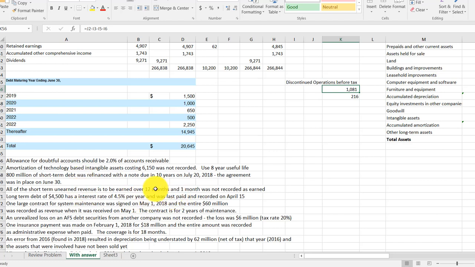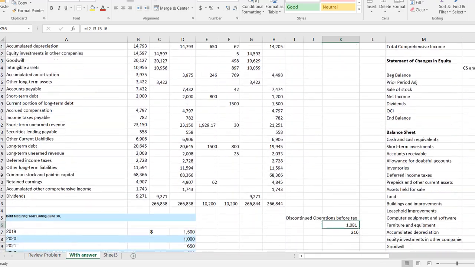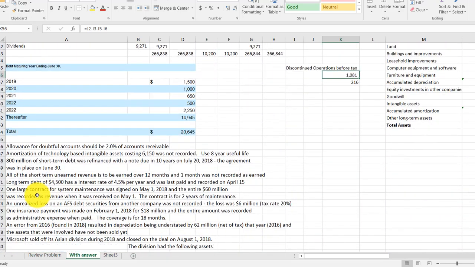Unearned revenue, we're going to figure out what 1/12 of all of the short-term unearned revenue from the trial balance is, and 1 month of that is going to be recorded. The amount is 1929. We're going to credit revenue, debit the unearned revenue. All right. Contract, long-term debt, we're going to have to calculate some interest from April 15th to June 30th. So half of April, May, and June, 2.5 months.